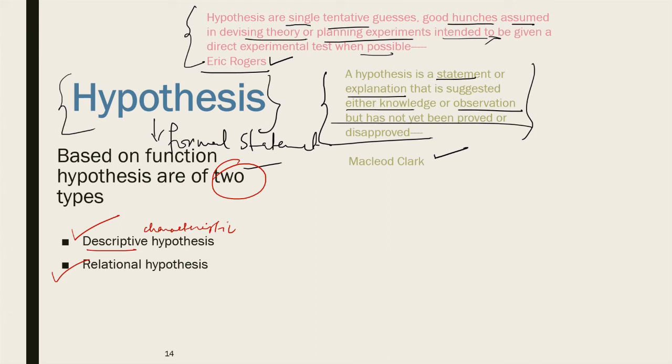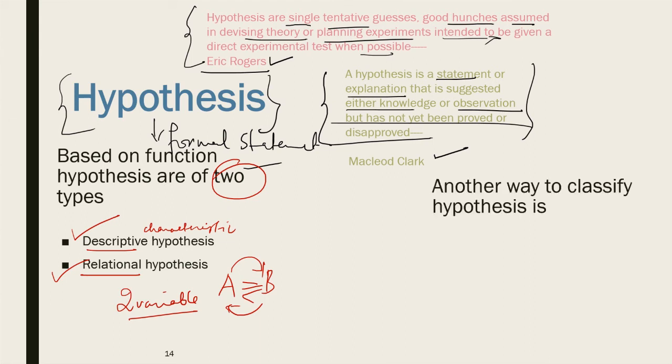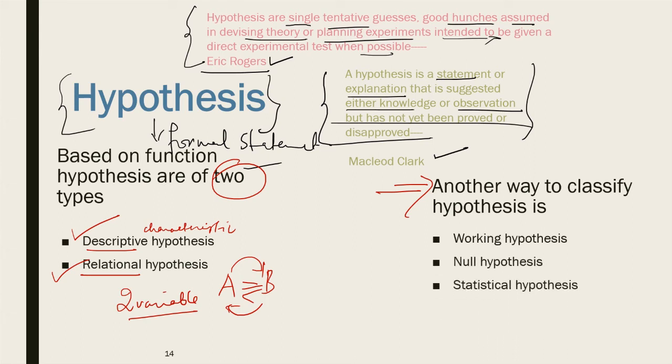Now what is a relational hypothesis? They describe the relationship between two variables. Okay, the relationship between two variables is given by a relational hypothesis. Now, another approach to classify hypotheses is working hypothesis, null hypothesis, and statistical hypothesis. What is a working hypothesis? They are made while planning the study of a problem. They may not be specific, and they are subject to modification as the research progresses, because they are made while planning the study of a problem.